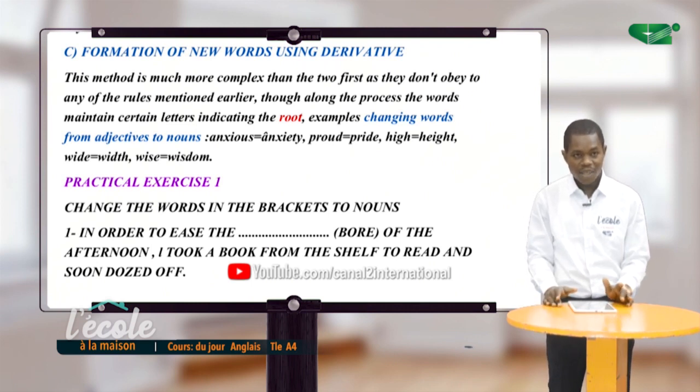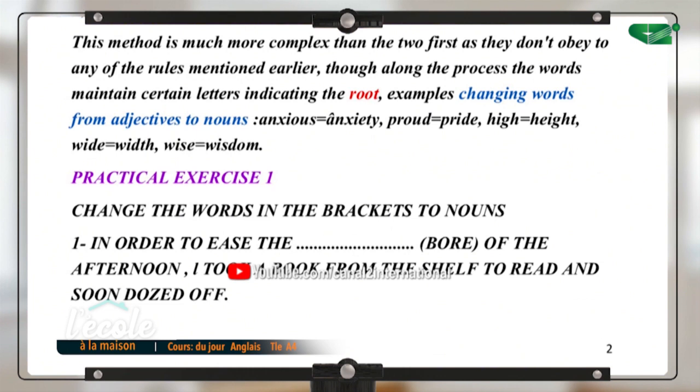High becomes head. Wide becomes width. Wise becomes wisdom. Reading those words carefully, you cannot draw a particular rule. So, after the three methods that we were supposed to study, we have some practical exercises.